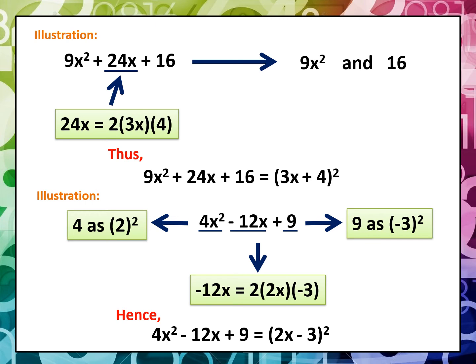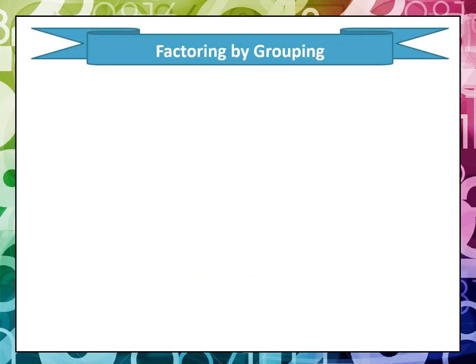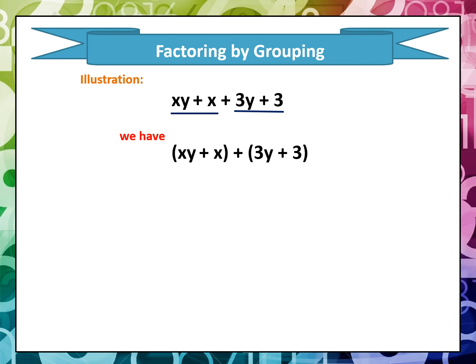Factoring by grouping. Sometimes the terms in a polynomial can be grouped in such a way that each group has a common factor. For illustration, to factor the polynomial xy plus x plus 3y plus 3, we group the first two terms and then the last two terms so that we have xy plus x, plus 3y plus 3.